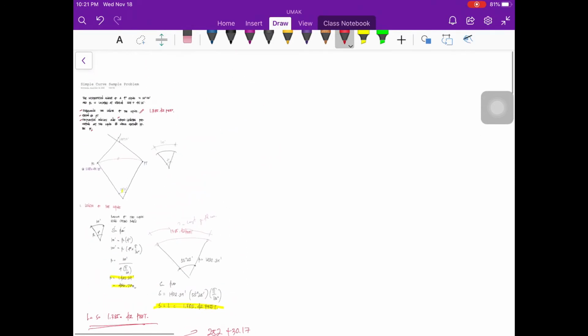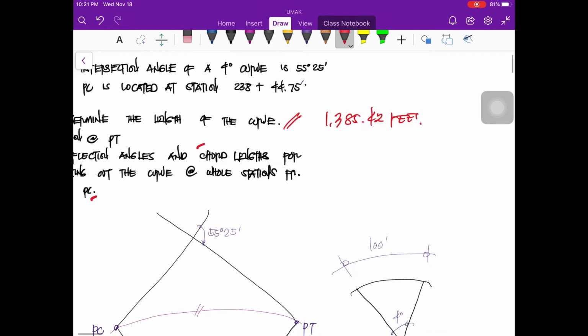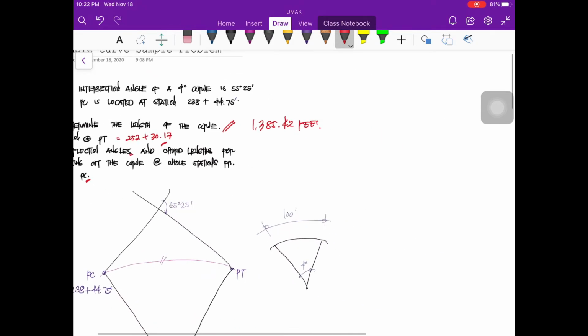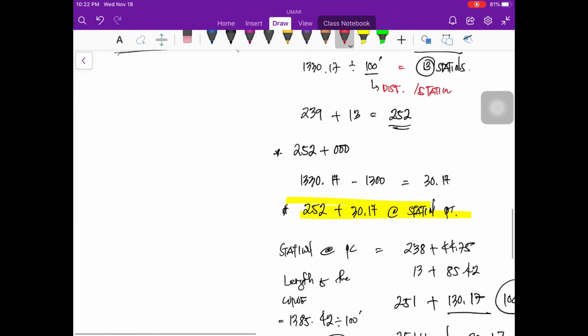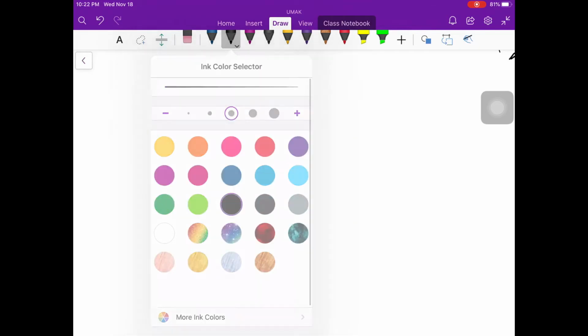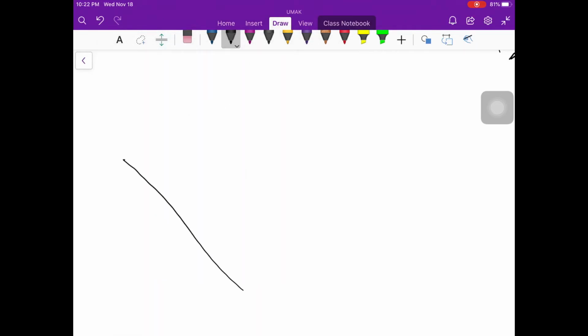So we're able to solve this. So the station at PT is 252 plus 30.17. Next question: deflection angles and chord lengths for setting out the curve at whole stations from PC. That will be our next problem. So let's redraw.